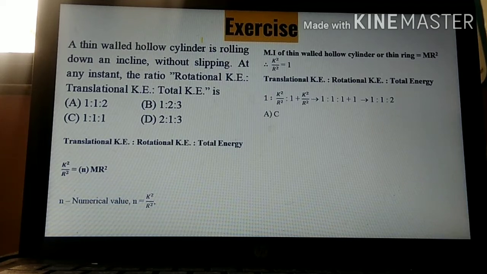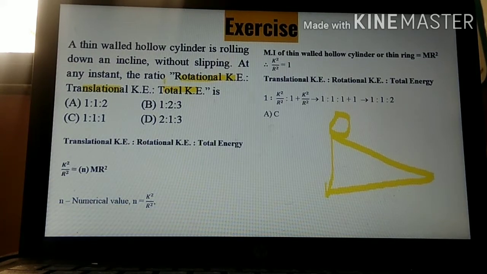Now this we have already studied today only. A thin walled hollow cylinder is rolling down an inclined plane. Means there is a hollow cylinder where it is rolling down the inclined plane. We have to find the ratio of rotational kinetic energy to translational kinetic energy to total kinetic energy.